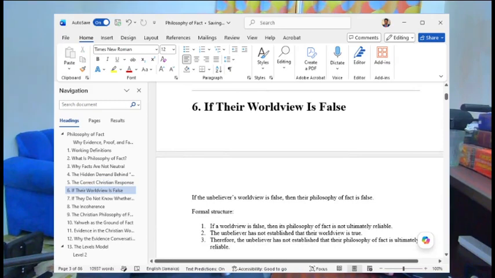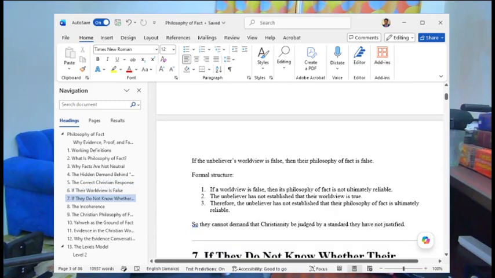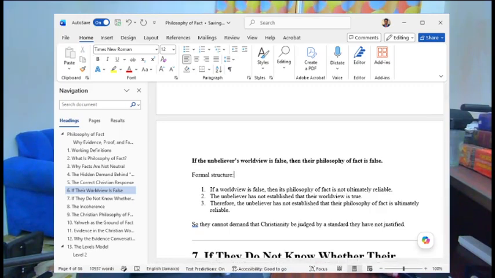If their worldview is false, if the unbeliever's worldview is false, then their philosophy of fact is false. Here's the structure. If a worldview is false, then its philosophy of fact is not ultimately reliable. That's number one.